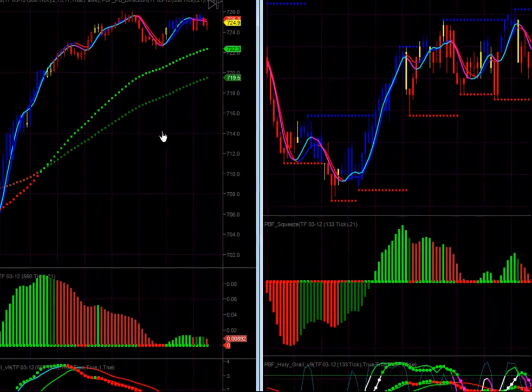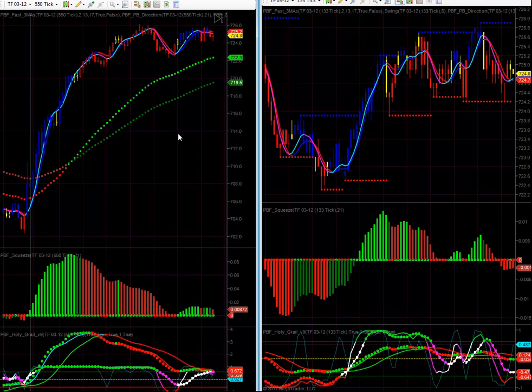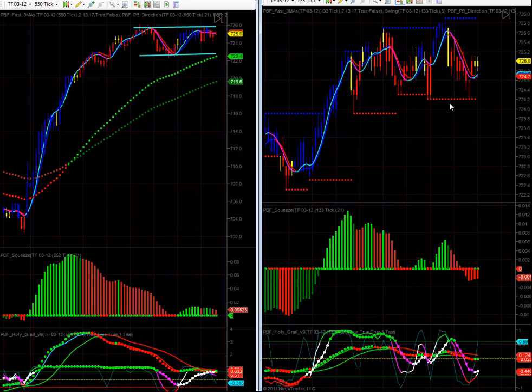Okay, so we're going to jump over to our 550. What we're looking for here is some sort of break in this consolidation. Right now we're trade biased because we do see a big consolidation. The squeeze isn't really behaving. Our holy grail is pointing to the downside, and on our 550T we're just kind of bouncing around. You can see it's very choppy at this point. The 133 holy grail isn't telling us a heck of a lot.